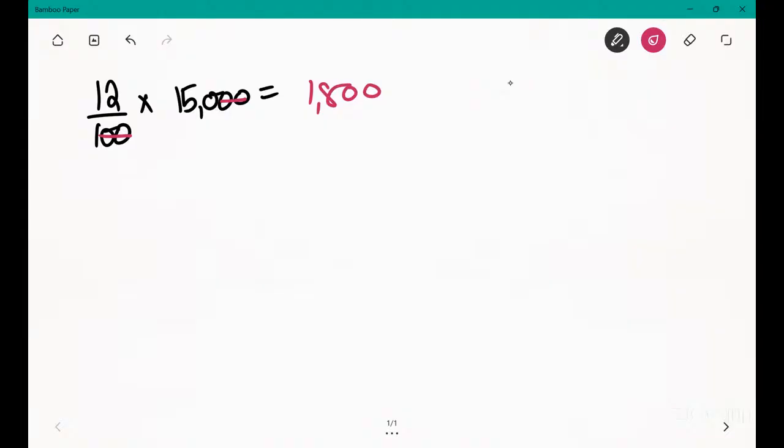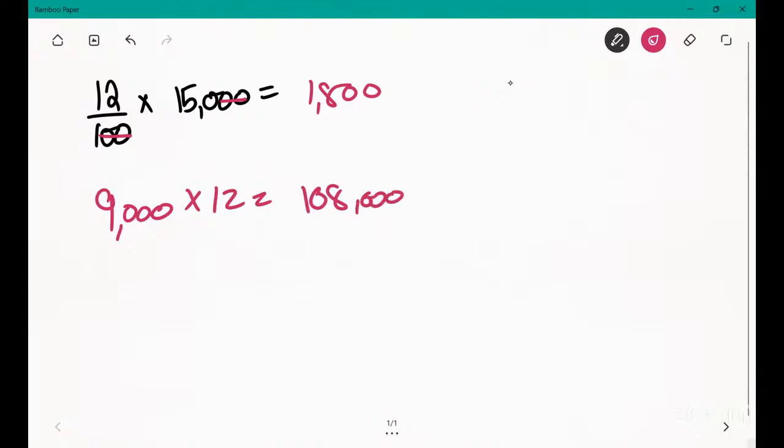Then they are saying Kamal rents his house out for a year for a monthly rent of 9,000 and receives the total rent as a single payment. So monthly it's 9,000, and at the end of the year he gets the total amount. So that's 9,000 into 12. Here you're going to get 108,000 totally. So this is the amount that he gets at the end of the year.